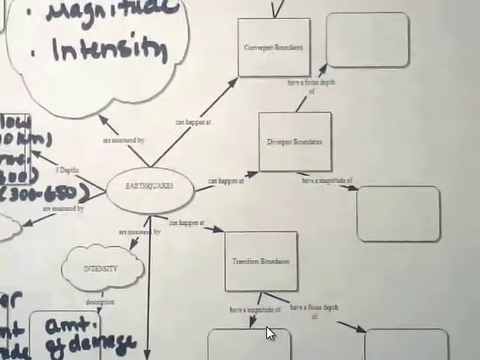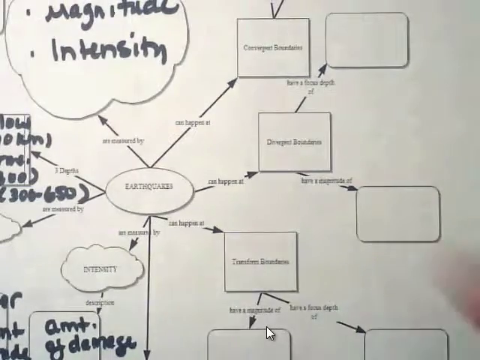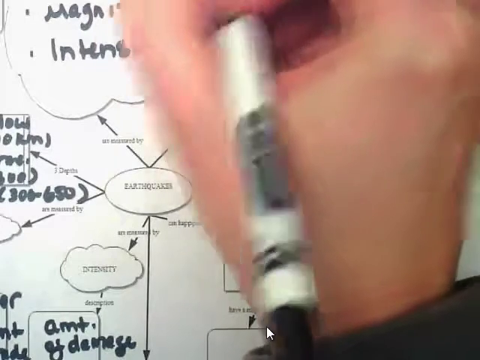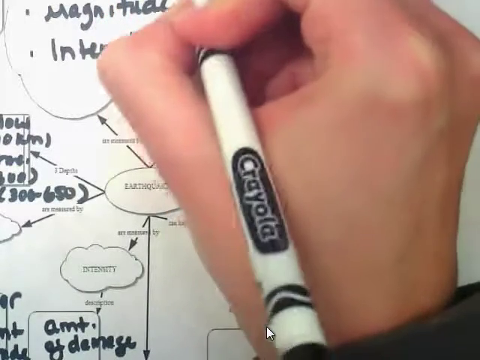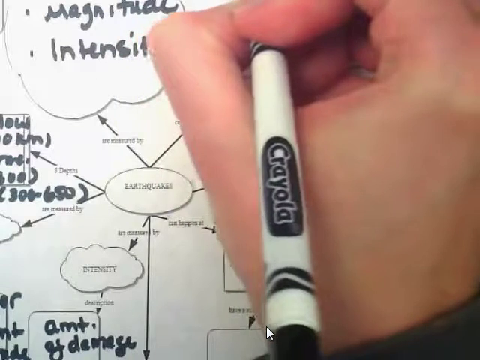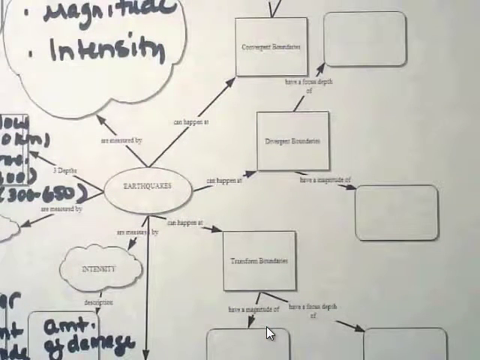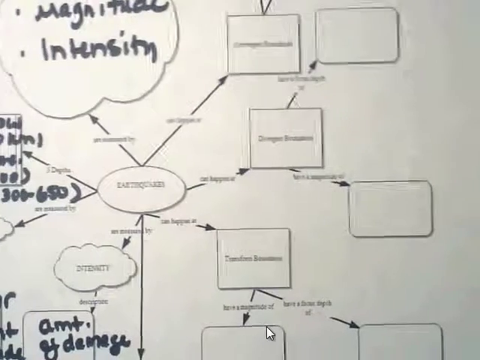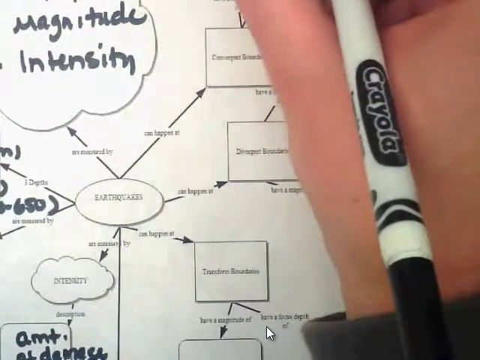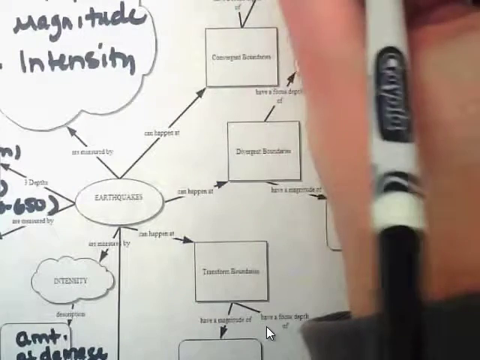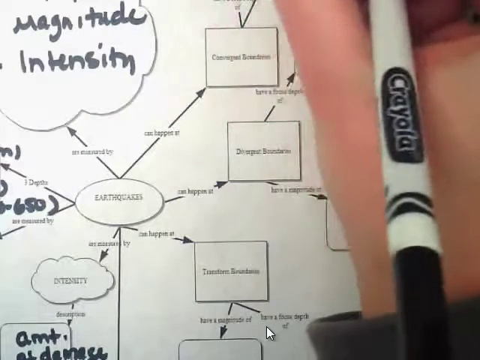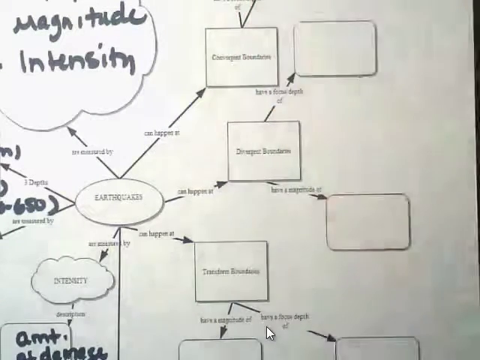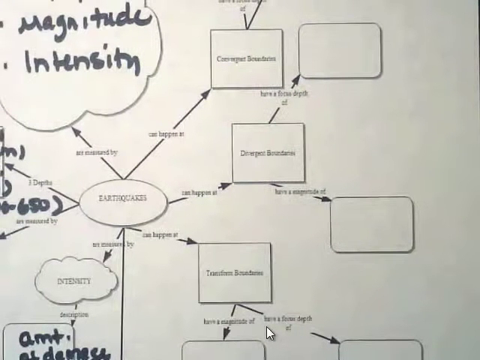So going back up to the top, earthquakes can happen at all three plate boundaries. At a convergent boundary, they can have any type of earthquake, shallow to deep. So anywhere from right on the surface to 650 kilometers below. Convergent boundaries normally have some of the largest quakes, and some can even exceed 9. Remember, 9.5 is the largest quake that has ever been recorded.